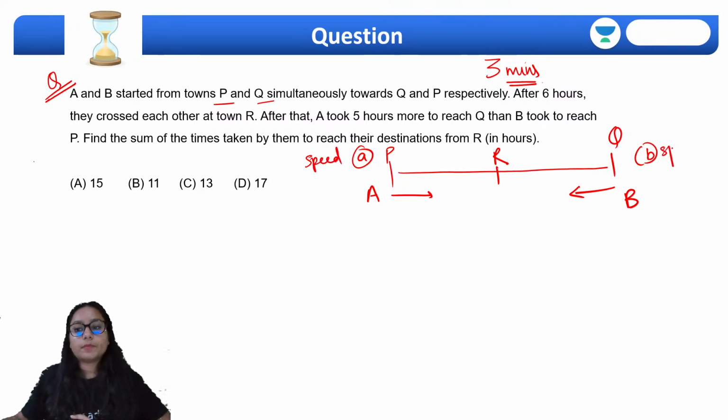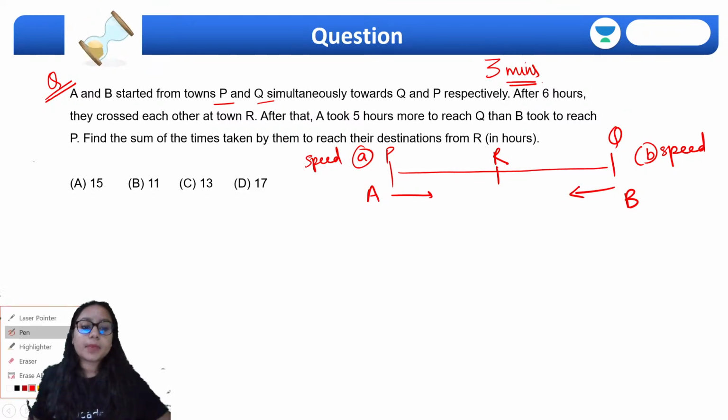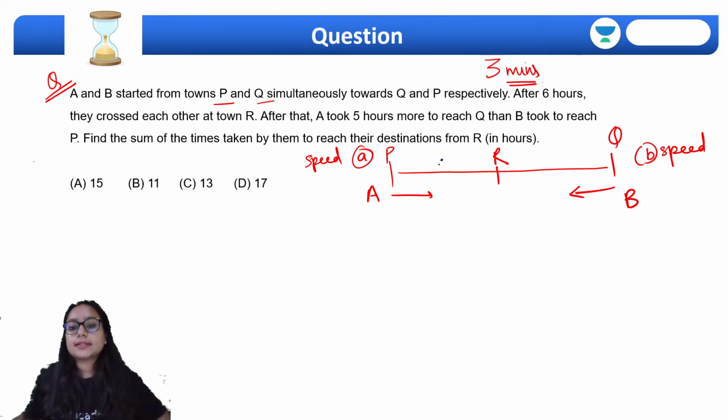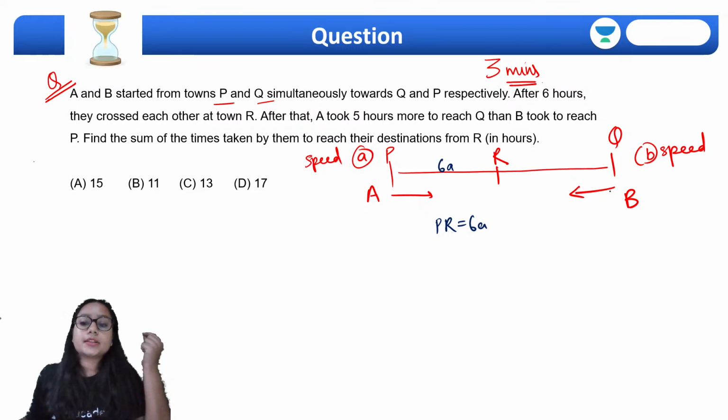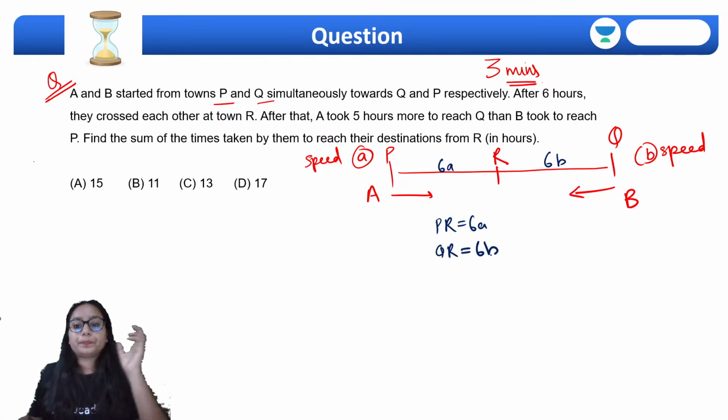Speed of A and speed of B. Alright, so they crossed each other after 6 hours. It means that the distance traveled by A in 6 hours is equal to 6A. Hence, PR is equal to 6A. And the distance traveled by person B to reach from Q to R will be 6B. Hence, QR is equal to 6B.